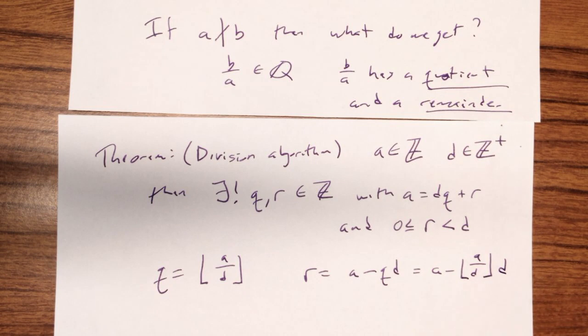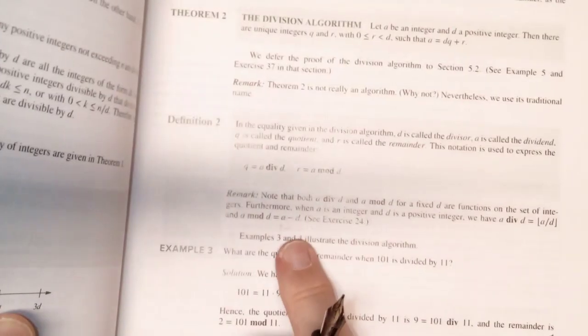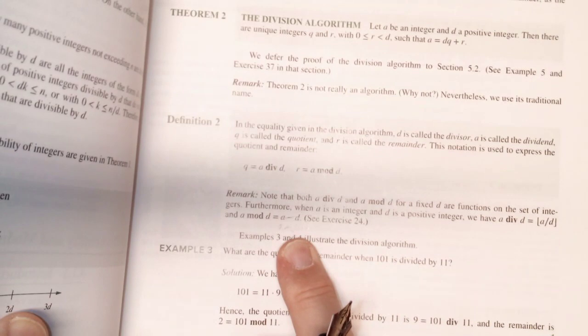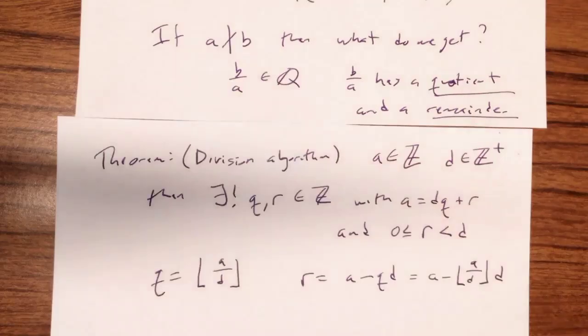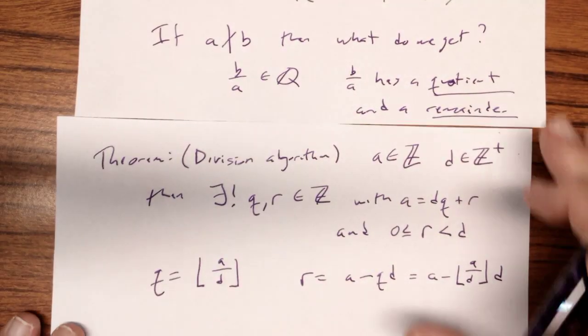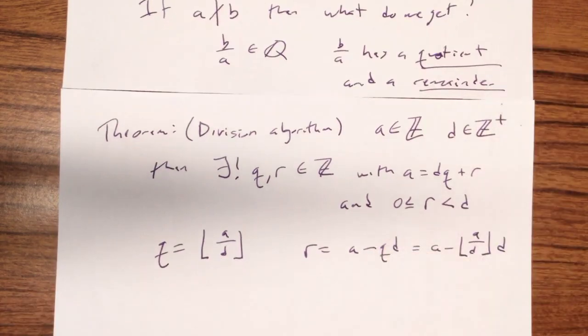This formula appears in the book on page 253. But on page 253, there's a typo. Under definition 2, page 253, they screwed up. And they just wrote the remainder is a minus d. That's wrong. So this is correct. What's in page 253 is not correct.